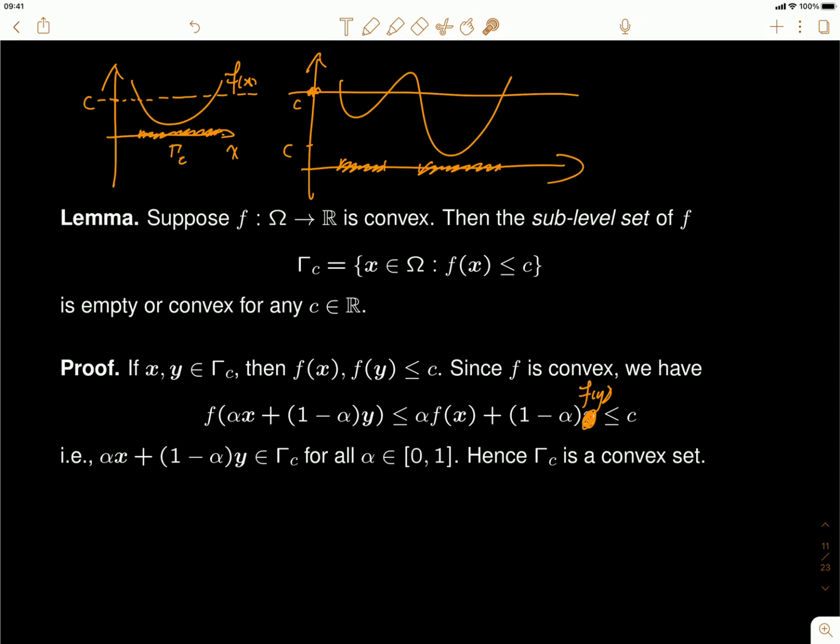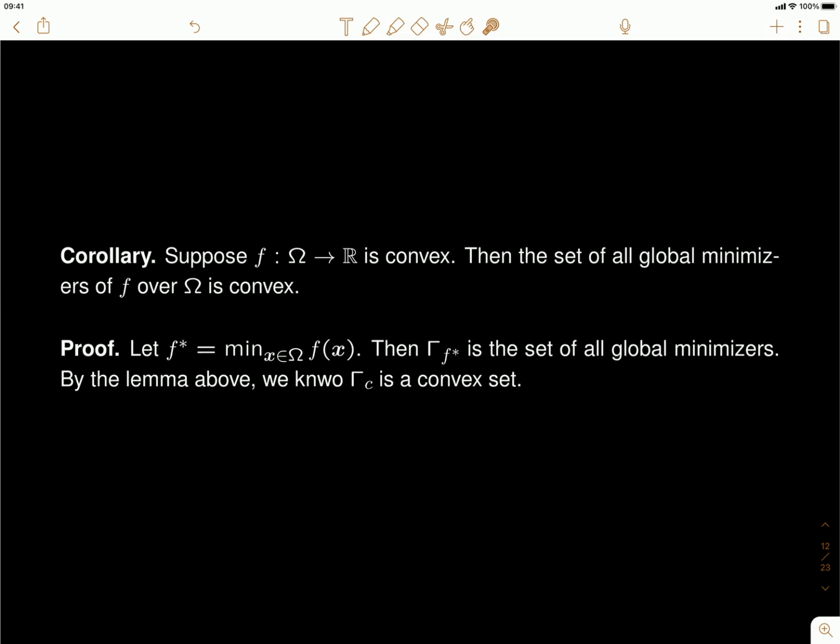All right, now the corollary from this is that the set of minimizers forms a convex set. So for example, in the 1D case, the minimizers of a convex function may look like this. Take the constant value here, and this is the set of points that are global optimizers. That's the 1D case. For the 2D case or higher dimensional case, you can imagine a similar situation. And what we're trying to claim here is that this must be a convex set.